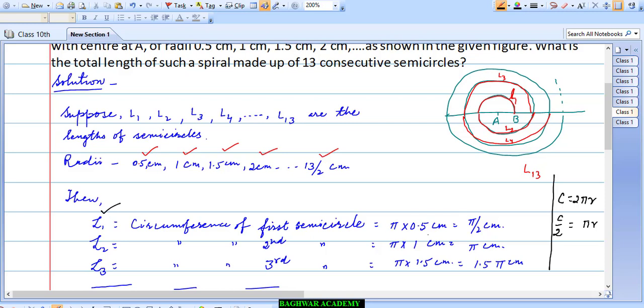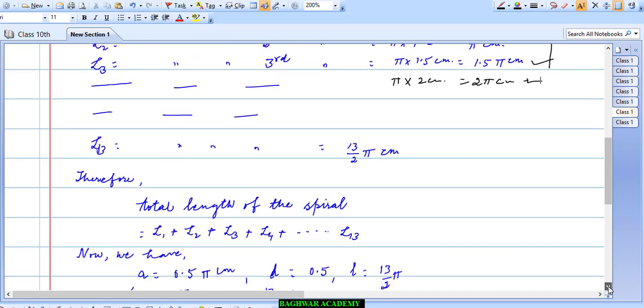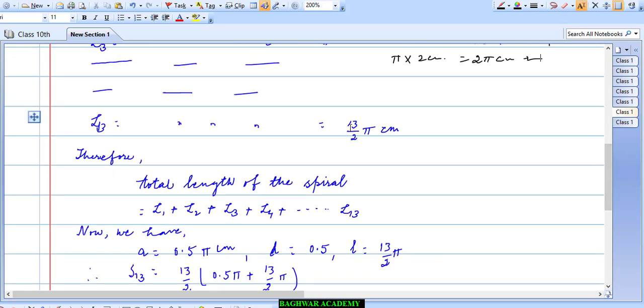So L1 is the circumference of the first semicircle, that is pi into 0.5, or you can write pi by 2 centimeter. L2 is the circumference of the second semicircle, that is pi into 1 centimeter, simply pi centimeter. The third one will be 1.5 pi centimeter. The fourth one will be pi into 2, that is 2 pi centimeter, and so on up to the last radius, 13 by 2. So L13 will be 13 by 2 pi centimeter.